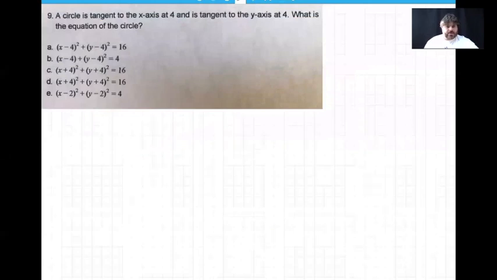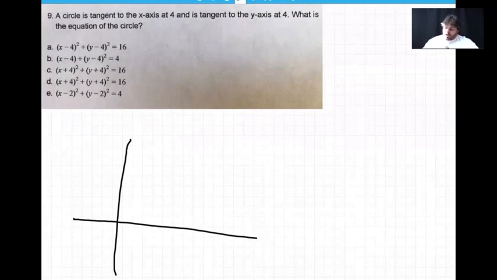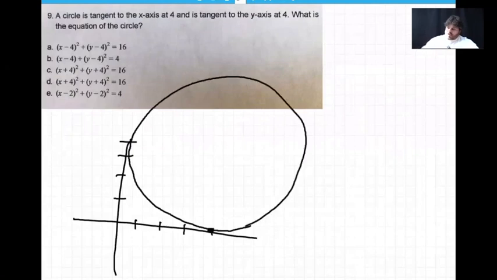All right, a circle is tangent to the x-axis at 4 and is tangent to the y-axis at 4. What is the equation of the circle? All right, so we're talking about the x-y axis. We're talking about 1, 2, 3, 4, and 1, 2, 3, 4. These are the points of tangency. So what happens is it just barely touches here and just barely touches here. That's the picture of what's going on.